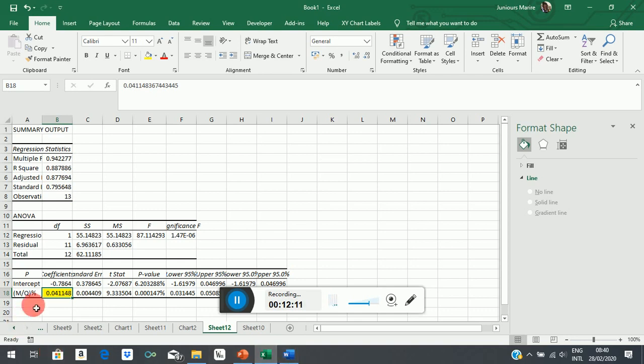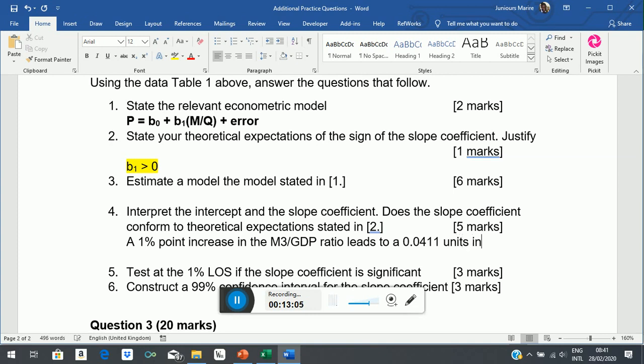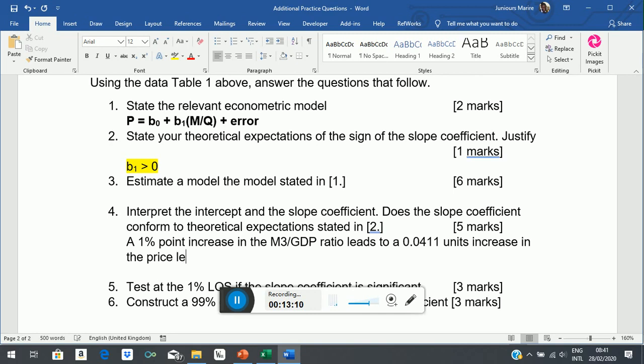But what does this number mean? Bear in mind that your explanatory variable is measured in percentage form. So what is changing there are percentage points. So when you interpret, you should be careful. You can't say a 1% increase in money supply. It's a 1 percentage point increase. Okay? So then you can say a 1 percentage point increase in the M3 GDP ratio leads to a 0.0411 units increase in the price level, in the price level on average.